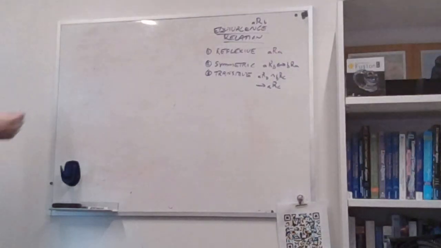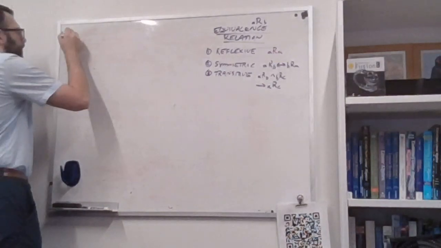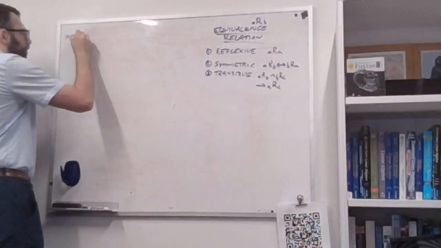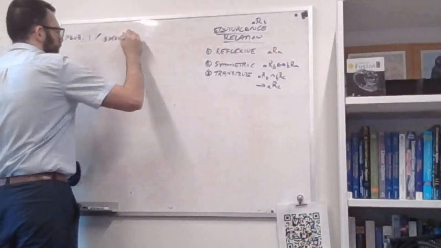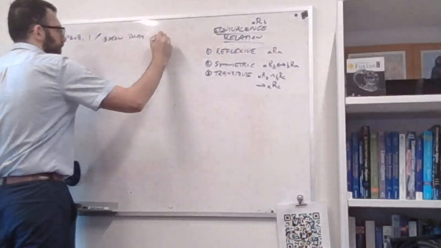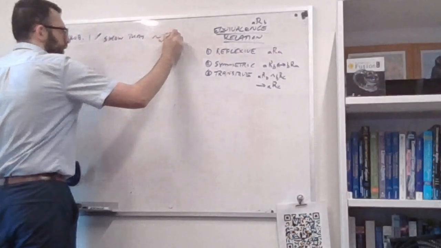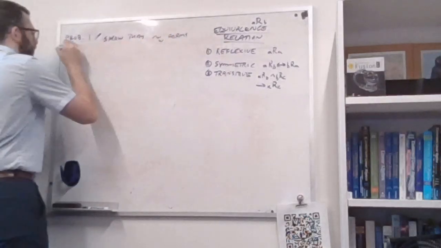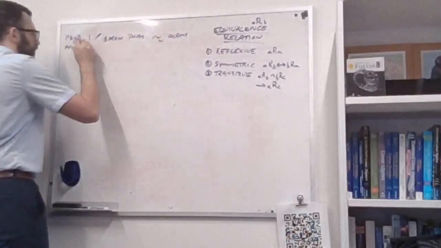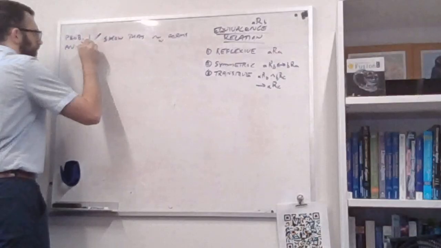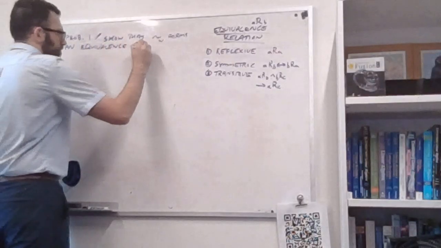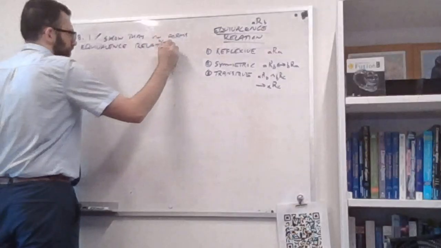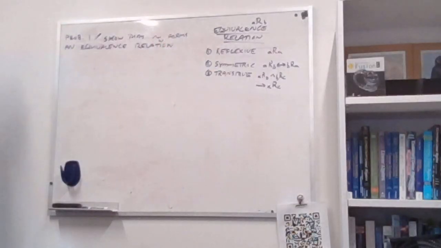Okay, so problem 1 was to show that equivalence under some subspace forms an equivalence relation. So it must meet those axioms. All right.